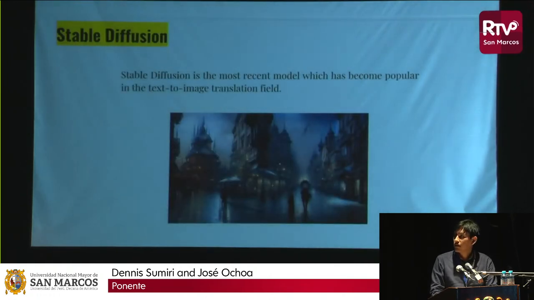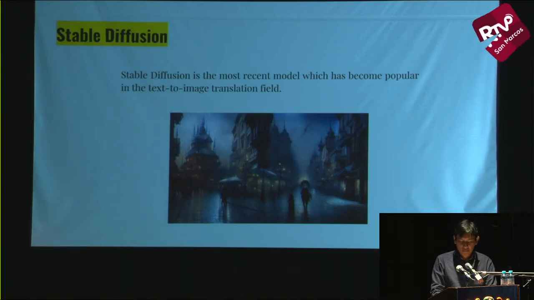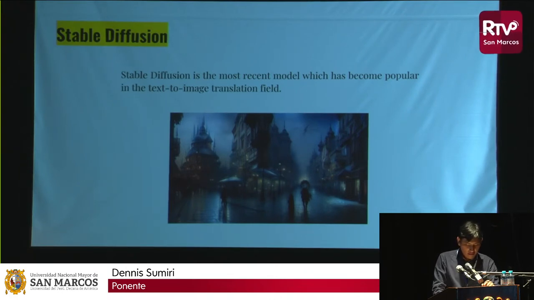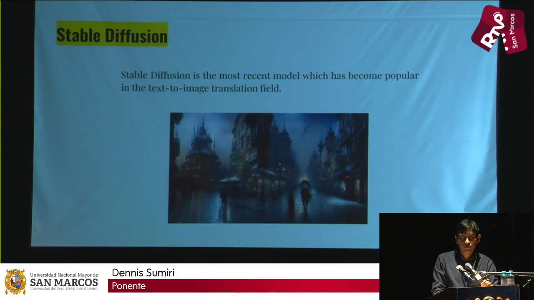Another popular model that has appeared in the last year is Stable Diffusion. Stable Diffusion is the most recent model for text to image translation. In this work, they decompose the image generation into a sequential application of denoising autoencoders. In addition, this formulation allows them to have a guidance mechanism for the generated image. This kind of diffusion model achieves synthesis results that are the closest to real images.